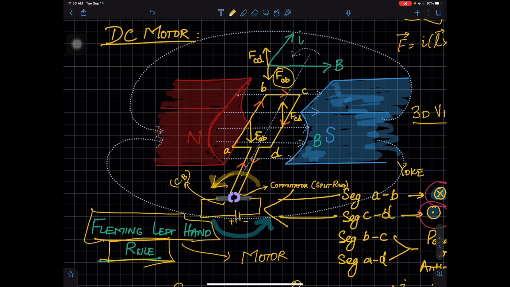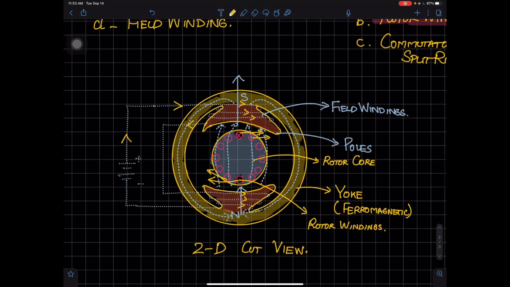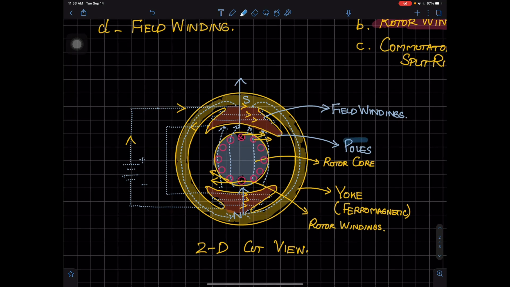Since this is a three-dimensional diagram, if I scroll down a little bit, this is a 2D cut view or a cross-sectional view of our DC motor. Now you can see I have shown the two poles here, which are shaded, this portion and this portion, and there is some winding on them. Instead of using permanent magnets, because permanent magnets will lose their magnetism after some time, I will have to have a better mechanism of producing the magnetic field.